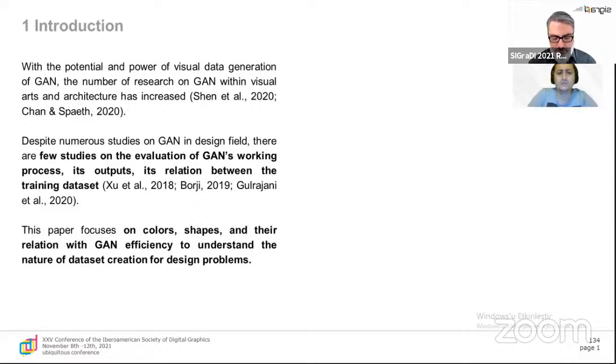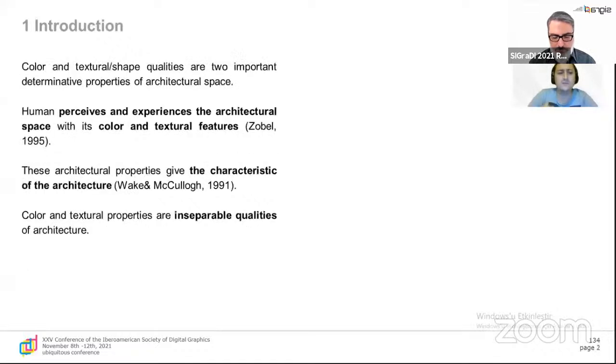So this paper focuses on colors and shapes and their relation with GAN efficiency, to understand the nature of data separation for design problems. Why are colors and textural shape qualities important? Because humans perceive and experience architectural space through its colors and textural features. In terms of the architectural data set, I want to focus on color and textural features. So it is really important for architectural experience as well.